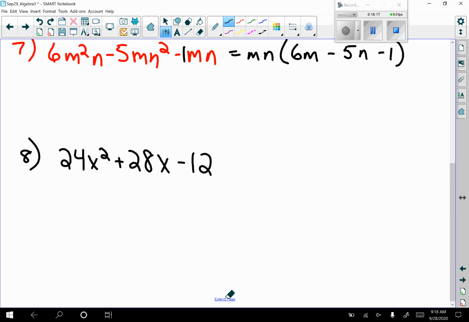All right, so for number 8, I want you guys to try this. Clearly the numbers are large. I will tell you this is in order. It's a trinomial in descending order. So see if you could determine a GCF and see if what's left over can be factored any further. So pause the video and give that a try.